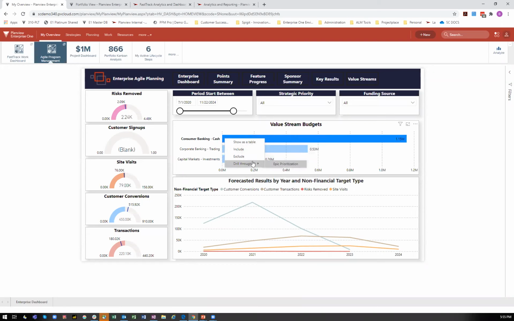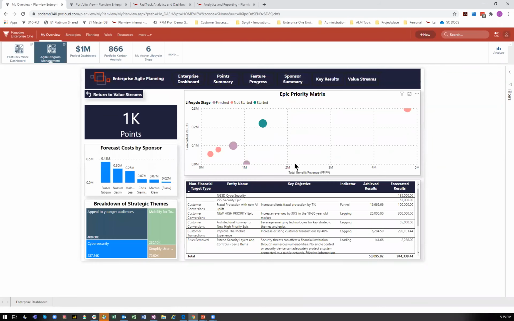You can always drill through it and look at the epics that are in that value stream. These are the big rocks that we're trying to get done to deliver for the consumer banking value stream. I could see some of them are finished.